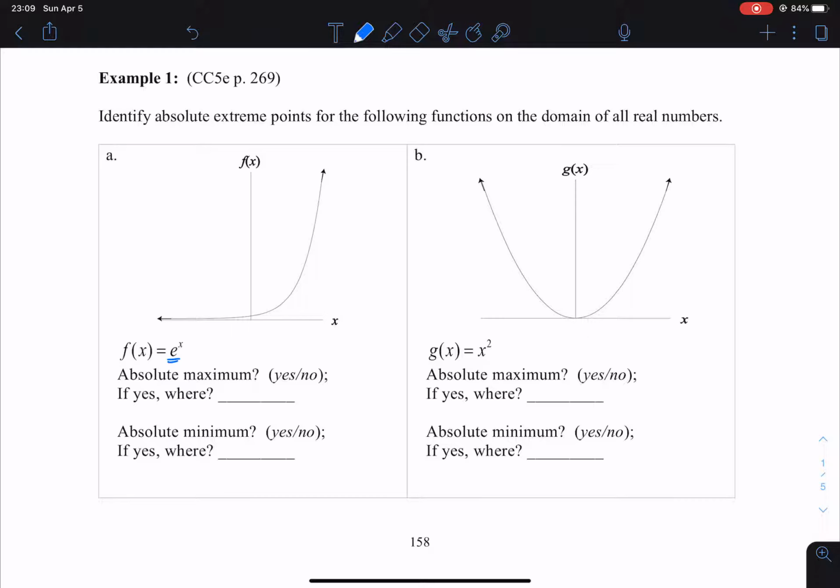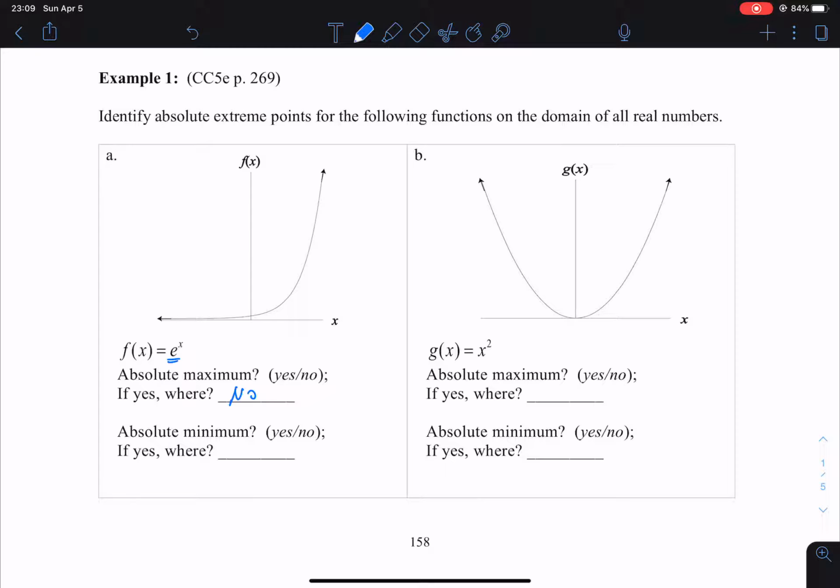Well, the first question, what about the absolute maximum? Do we have an absolute maximum point? Actually, no. For this one, you can see, because we don't have the boundary, f of x goes to infinity. So, of course, we don't have the absolute maximum point. So we just say no.